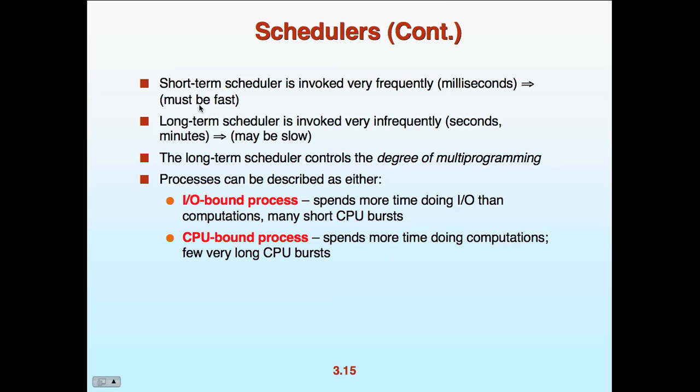The long-term scheduler controls the degree of multi-programming: multiple processes running simultaneously on the computer. So if you've got a long-term scheduler that's really, really slow, you really have the impression of only one thing running, especially when you go to click on another window and it's very unresponsive. In fact, that's another interesting thing you might notice.